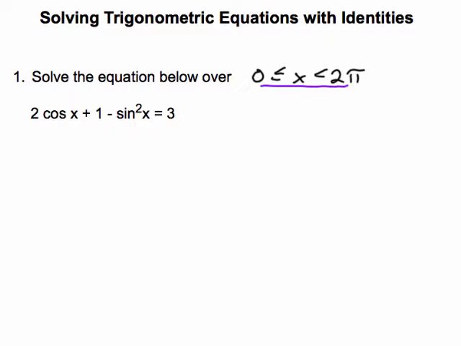So what I'm going to do here is take the sine squared and try to convert it into a cosine squared so that all of the trig functions in this equation are in terms of cosine. Well, remember, I know from my basic Pythagorean identity that sine squared is 1 minus cosine squared, so I can make this replacement.